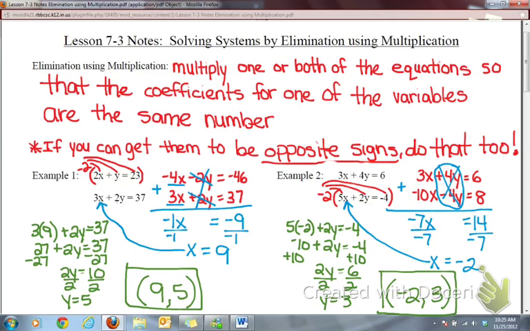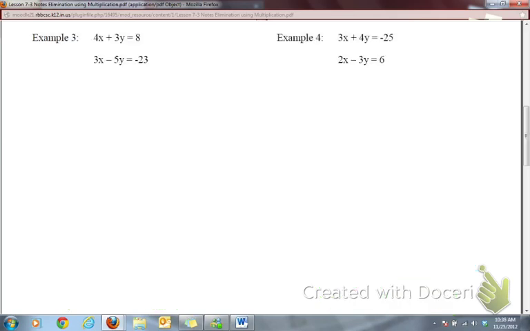Alright, let's do a couple more examples of this. So in example 3 here, we have 4x plus 3y equals 8, and 3x minus 5y equals -23. Well, with both of these equations, I cannot just multiply one of them to get the other number. So, like, I can't multiply 3 times anything to get 4, and I can't multiply 3 times anything to get 5. So this is going to be an example where we're going to have to multiply both equations.